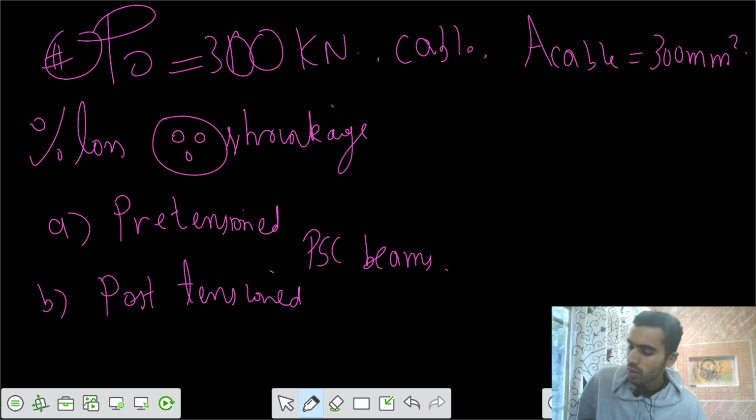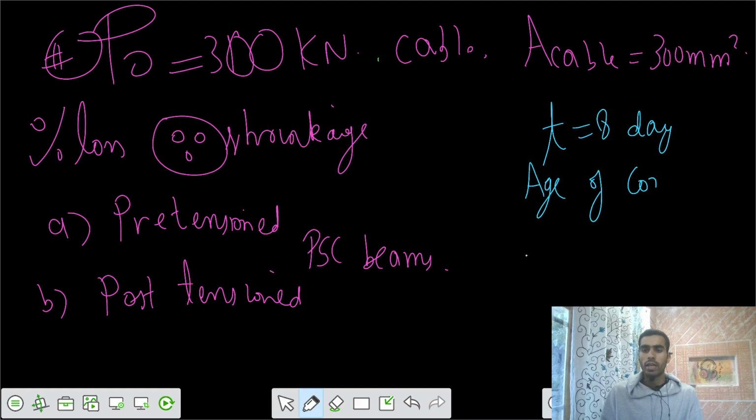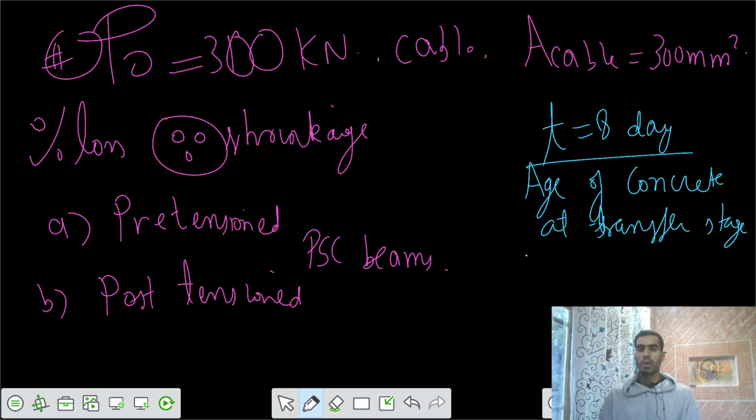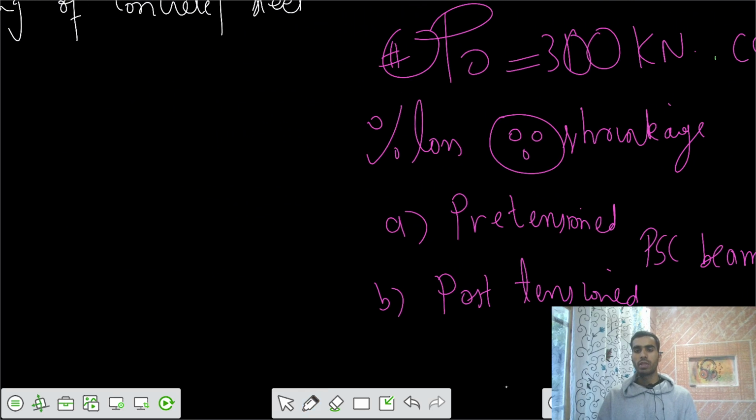Now it's also given that the age of concrete at the transfer stage is equal to 8 days. So your t is equal to 8 days. That's the age of concrete at the transfer stage. Okay, let's talk about the first one, that's pre-tension beams.